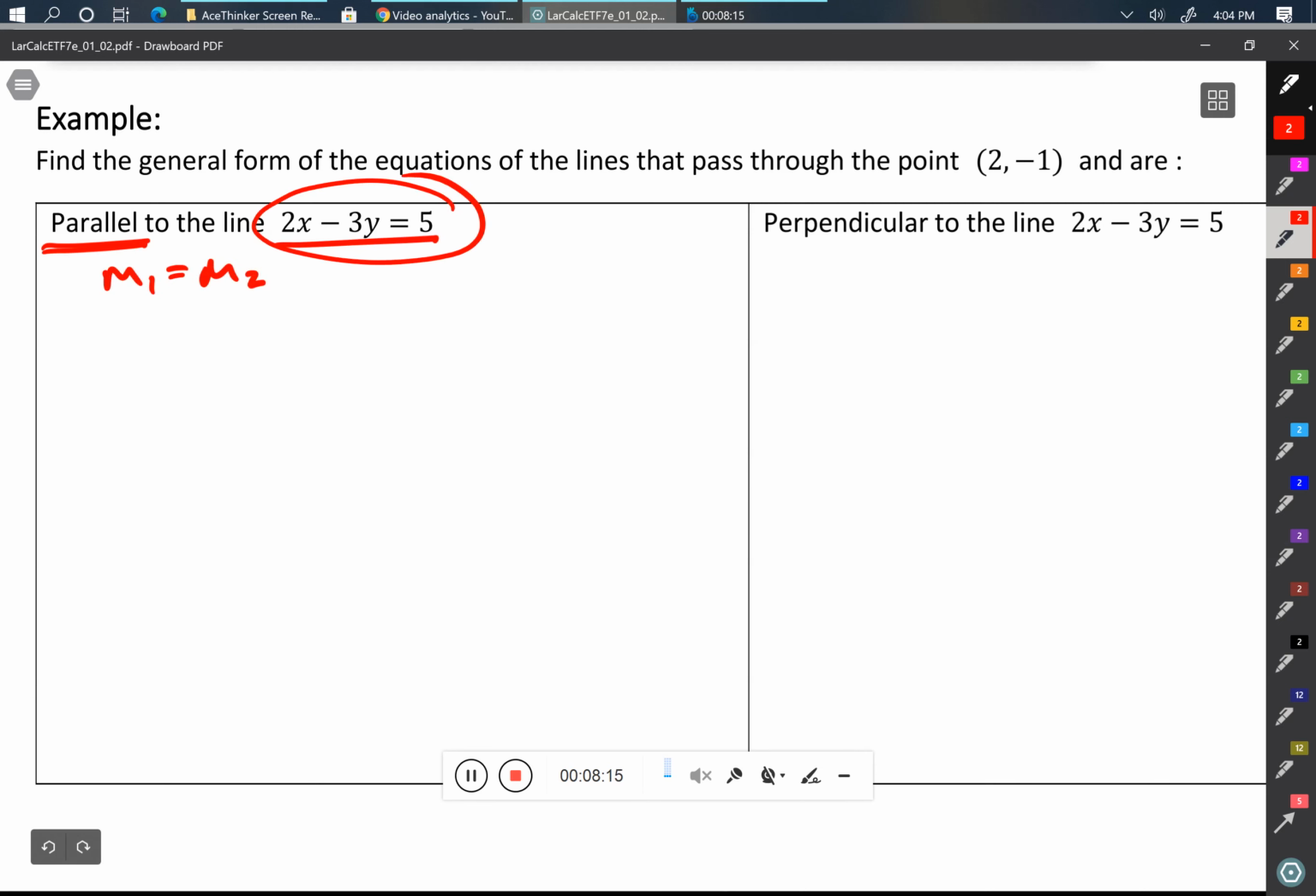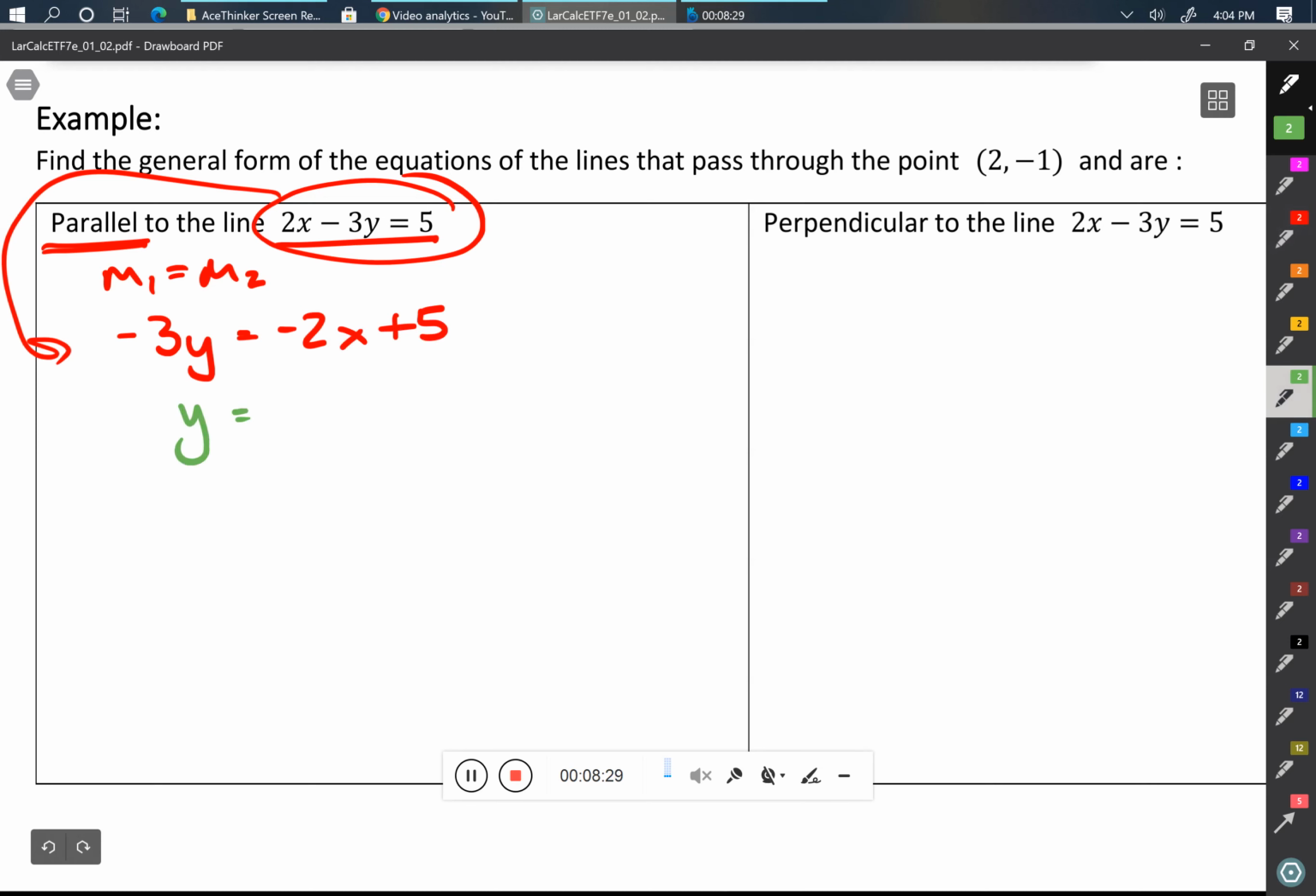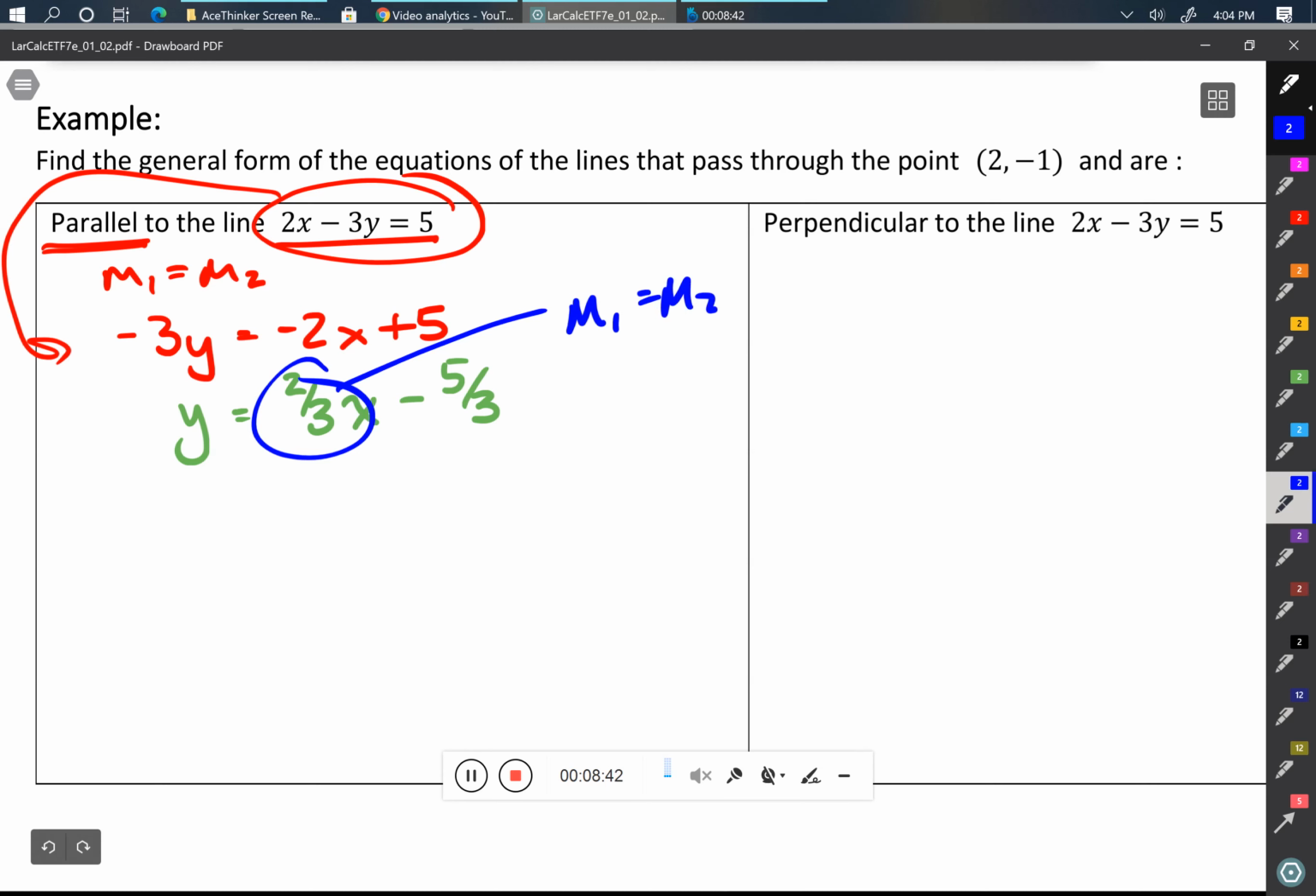So how am I going to find the slope of that line? Well, the easiest way is just to algebraically manipulate it and put it into slope-intercept form. That way I can just read the slope off of it. And so now I know that my slope is 2/3. I'm just going to call that m sub 1, which I know is the same as m sub 2, so it's all good.